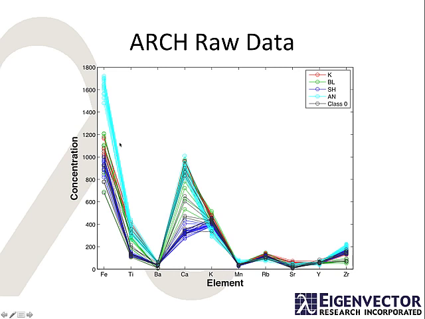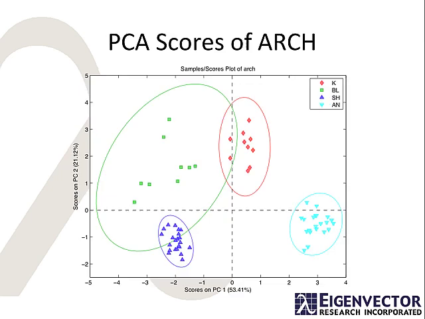For instance, here, the cyan ones came out of a quarry that we call AN. The dark blue samples came out of a quarry we call SH. The green ones are out of a quarry we call BL, and the red ones are out of a quarry that we call K. And then we have some unknown samples. We call that class 0. And those are the ones that we don't know where they came from that we're ultimately going to try to assign.